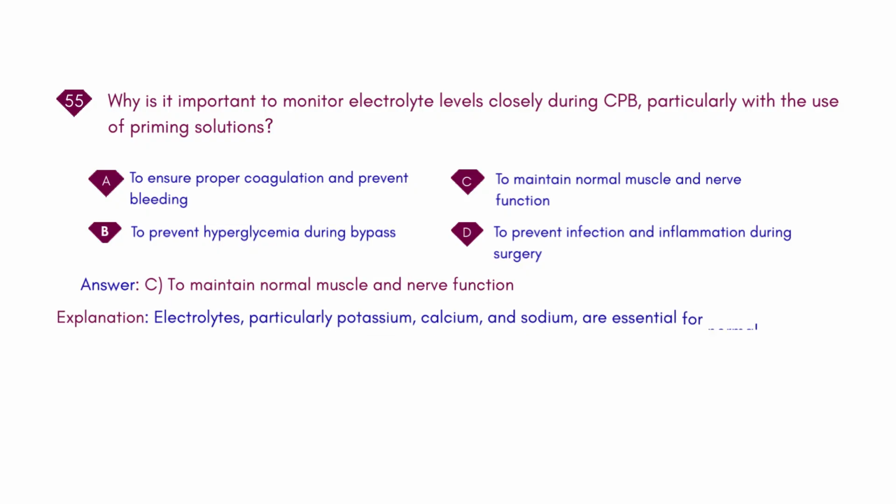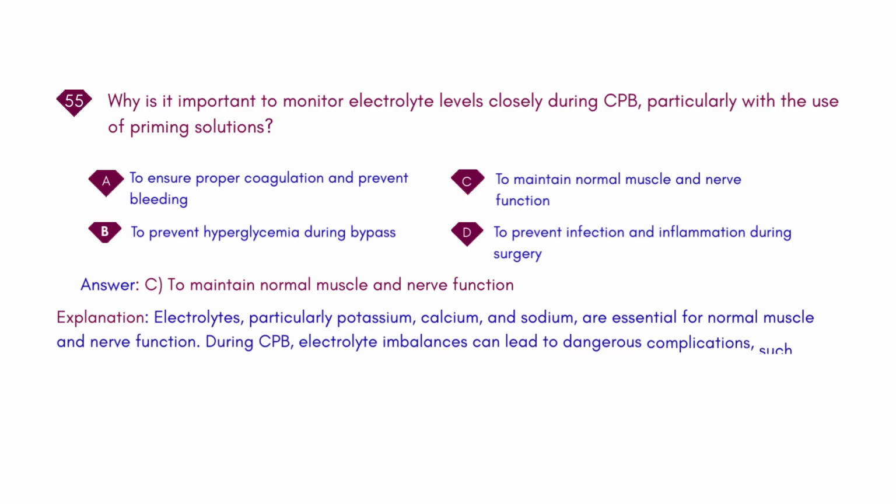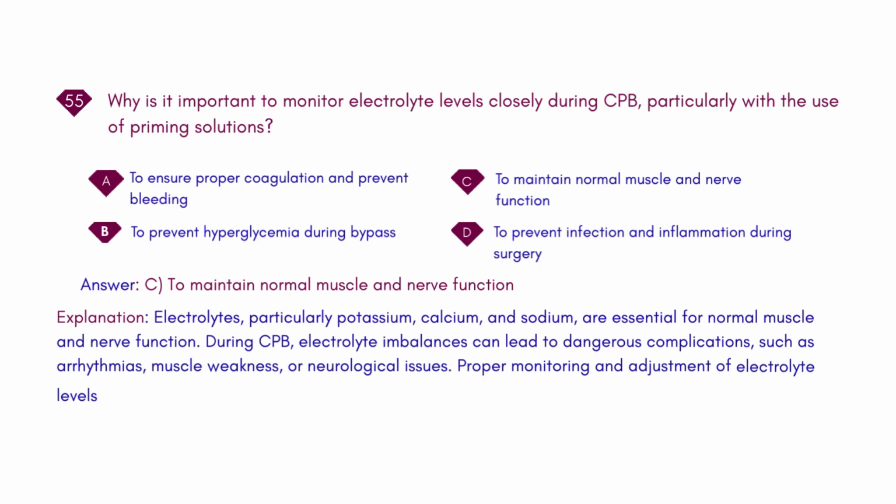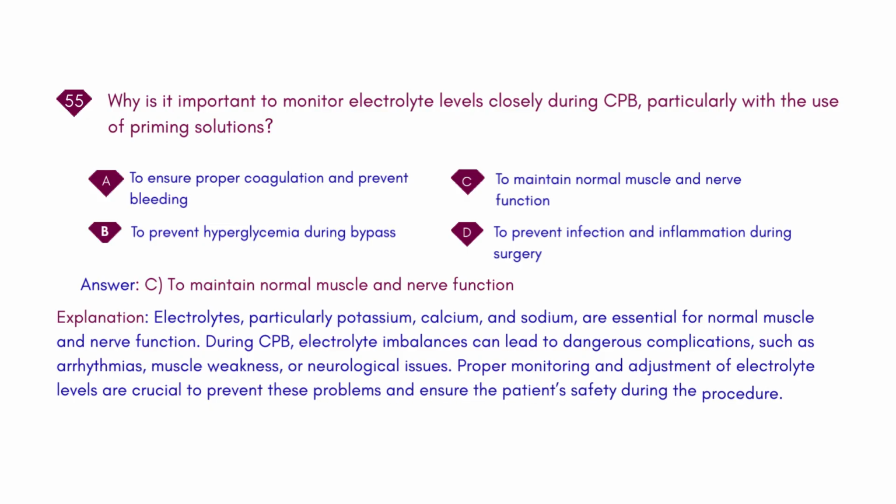Explanation: electrolytes, particularly potassium, calcium, and sodium, are essential for normal muscle and nerve function. During CPB, electrolyte imbalances can lead to dangerous complications, such as arrhythmias, muscle weakness, or neurological issues. Proper monitoring and adjustment of electrolyte levels are crucial to prevent these problems and ensure the patient's safety during the procedure.